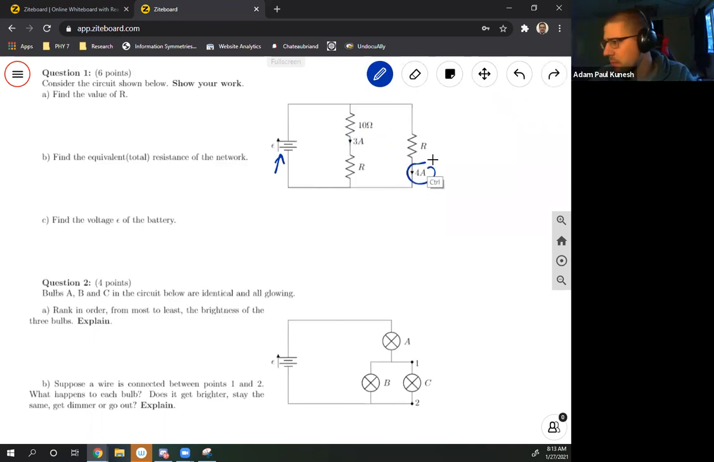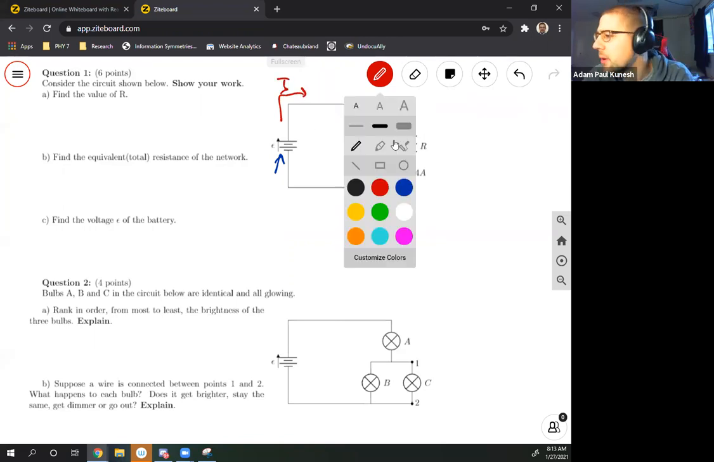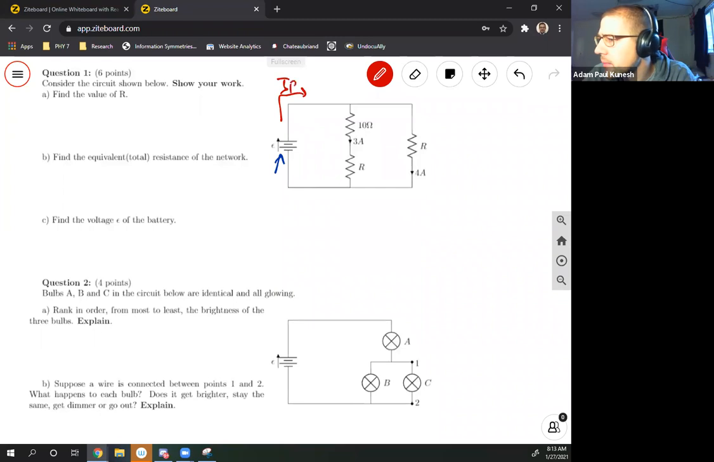So to just kind of make some marks, when I'm looking at this circuit, the first thing I always think about is, okay, where's the battery? The battery's on the left, pointing positive end up, so it's going to try to push current this way. Here's my I. I'm going to call that IB for I battery.